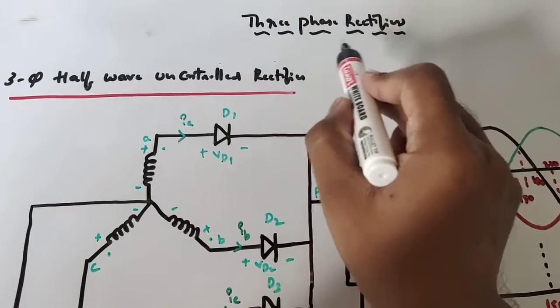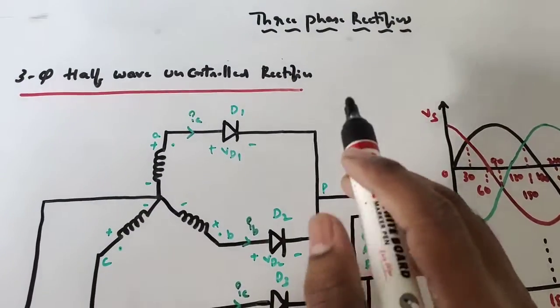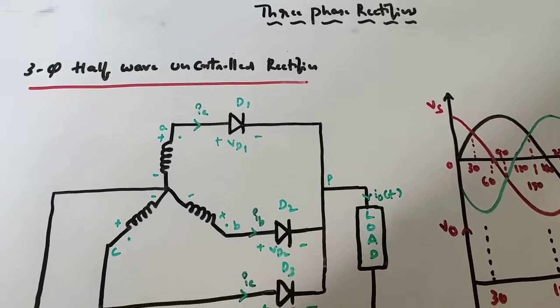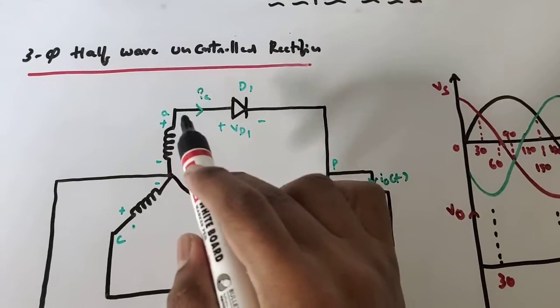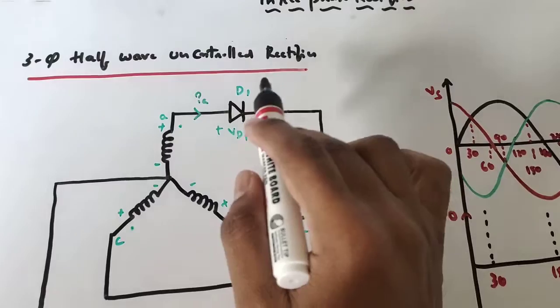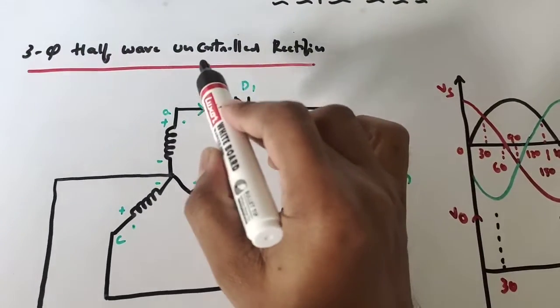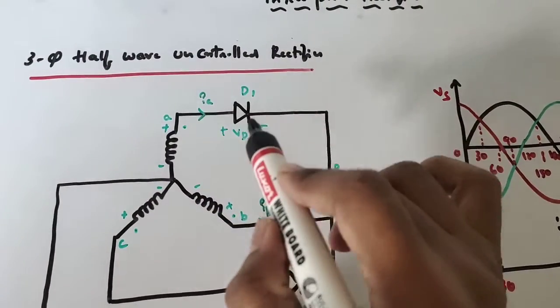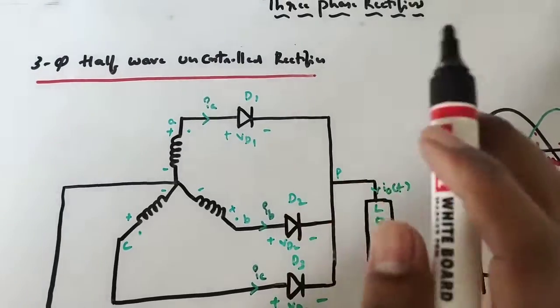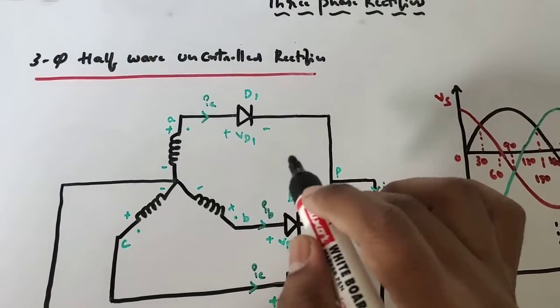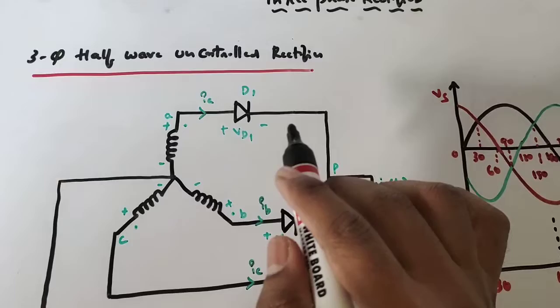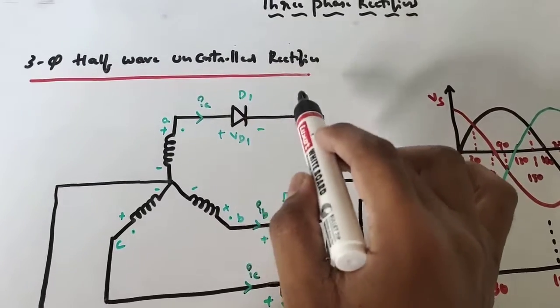Now the topic is three-phase rectifiers, that is, three-phase AC to DC converters. So the first topic is the three-phase half-wave uncontrolled rectifier. Why is this known as an uncontrolled rectifier? Uncontrolled in the sense that we are not going to give any kind of control signal, like a firing angle, to the particular device. That is the only reason we are saying it is an uncontrolled rectifier.